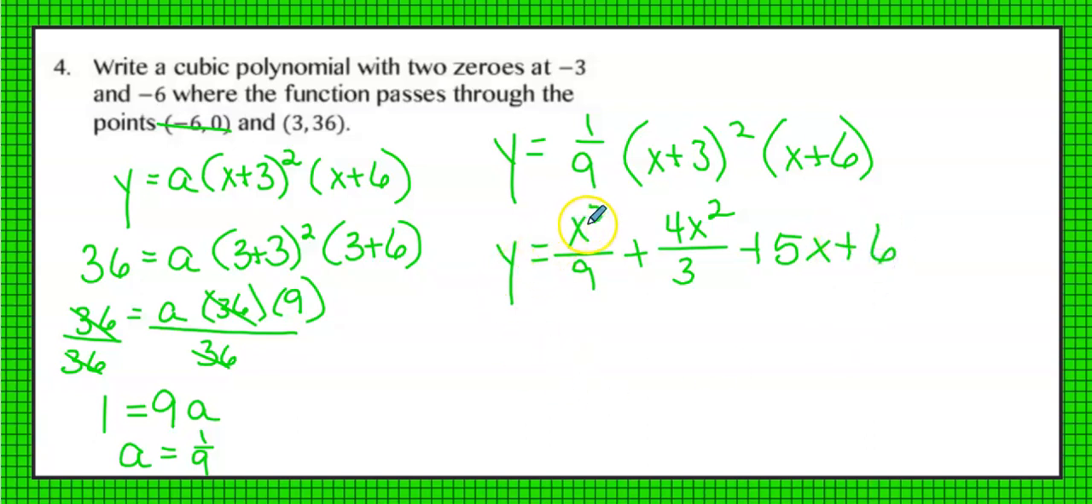Okay, so again, the leading term degree is 3. That's cubic. And over here, 2 plus 1 is 3, so this is cubic. So this is intercept form, and this is standard form.